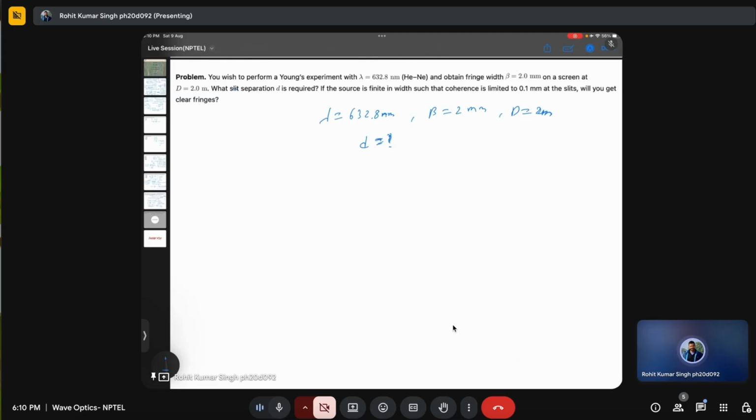So this you can calculate easily, right? We have been doing this. You can calculate it very easily using this formula. But the question asks, if the source is finite in width, now this source, instead of a point source, is of a finite width, such that the coherence is limited to 0.1 millimeter at the slits.